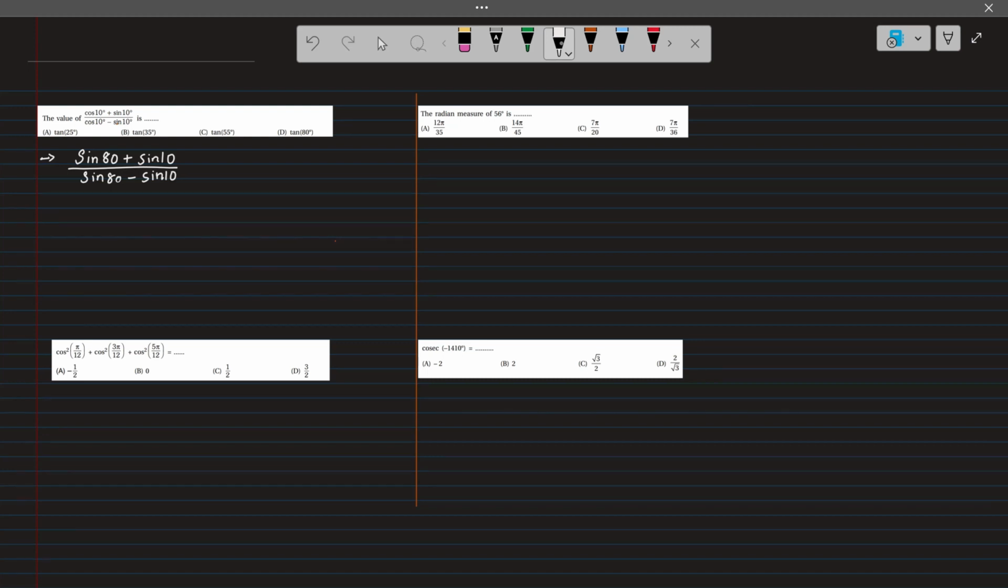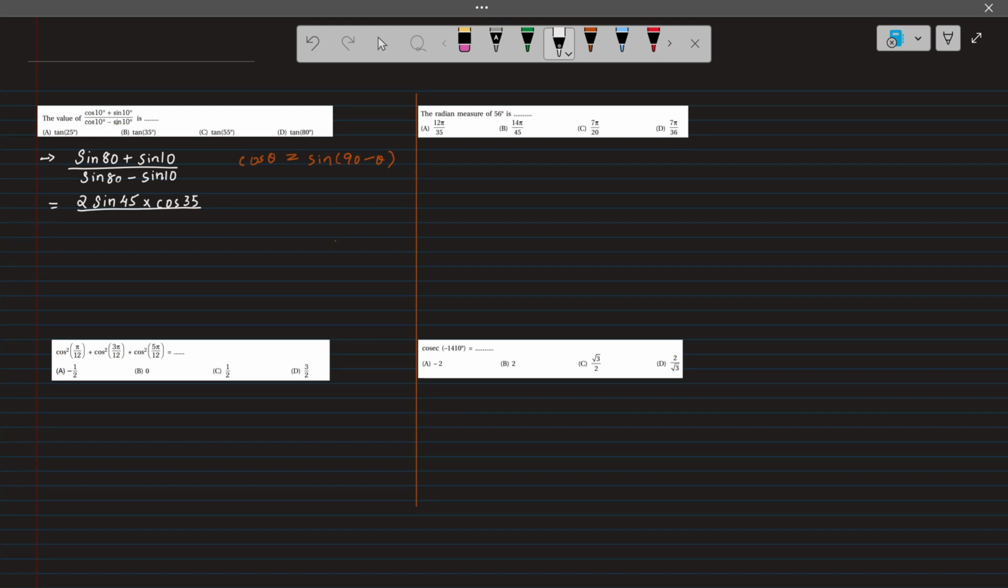Okay, so what we have done is we have used this property which is cos theta equals sin (90 minus theta). So cos 10 will become sin (90 minus 10) and that is sin 80. Now in the numerator we can use s plus s, which will be 2 sc. So 2 sin of addition of angle by 2, that is (80 plus 10) by 2, 90 by 2 will become 45, into cos of subtraction of angle by 2, so 80 minus 10 will become 70, 70 by 2 will become 35. So our numerator will be 2 sin 45 cos 35.